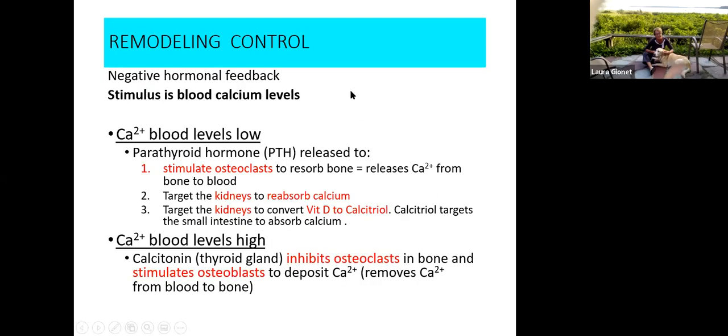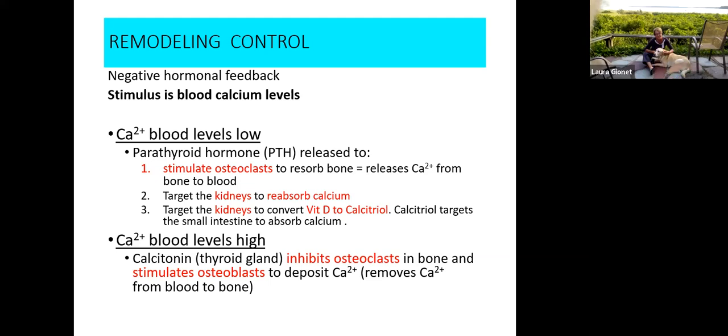So remodeling control, a lot of the remodeling of it is due to hormones that are released from different glands of the body. And this is your really first true negative feedback loop that you're going to learn. We use this again in the endocrine system in A&P 2. And then actually we come back to it again in the urinary system, because we see how parathyroid hormone targets a certain region to reabsorb this calcium.